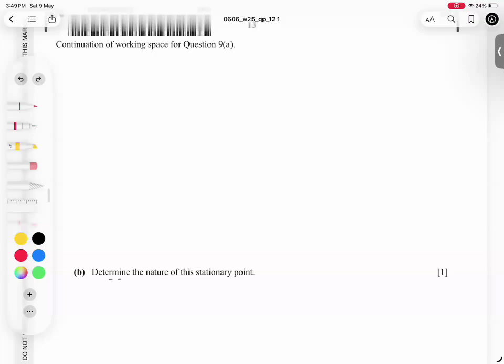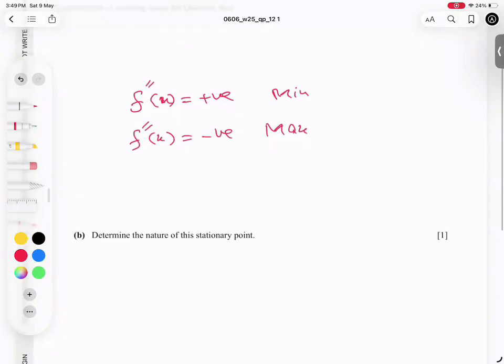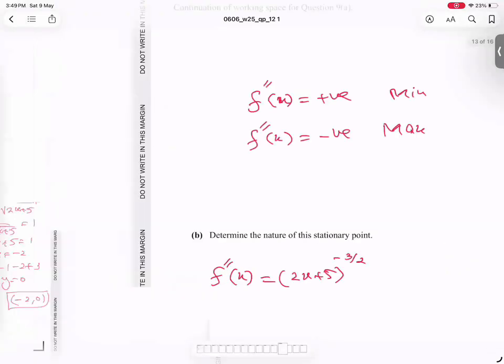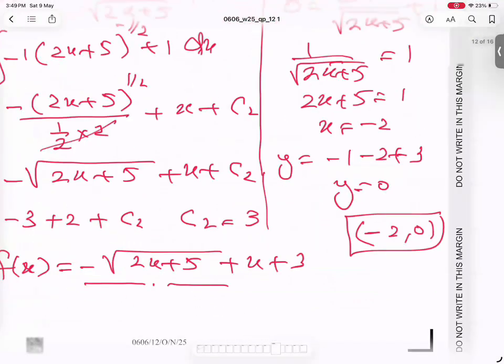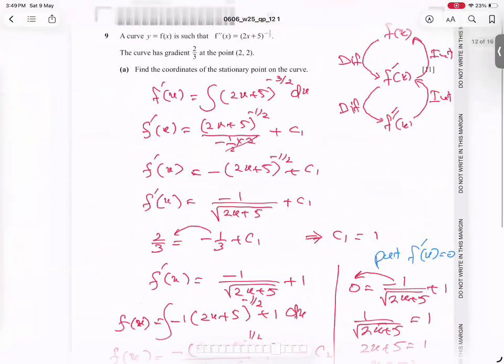Yes, students, part B, we have to find the nature of the stationary points. What to do? You know it very well. What is the basic criteria? If the second derivative value after putting the x value is positive, it is called a point of minima. And if the second differentiation sign is coming negative, it is called a point of maxima. So we have the second differentiation equation from the previous page, which is this. Now, students, I'm going to plug in the coordinate. The coordinate is x is negative 2, and I'm going to plug negative 2 into this second derivative.